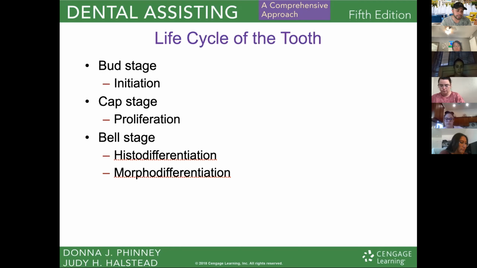During the cap stage, the bud begins to grow and changes shape. So this is proliferation. Proliferation takes place as the cells multiply and develop into different tissues. The dental sac is then formed, which will further develop into the dentin, the cementum, and the pulp of the tooth. The bell stage is the histodifferentiation and morphodifferentiation, where the crown starts to appear and take shape into what we know the teeth are supposed to look like now.